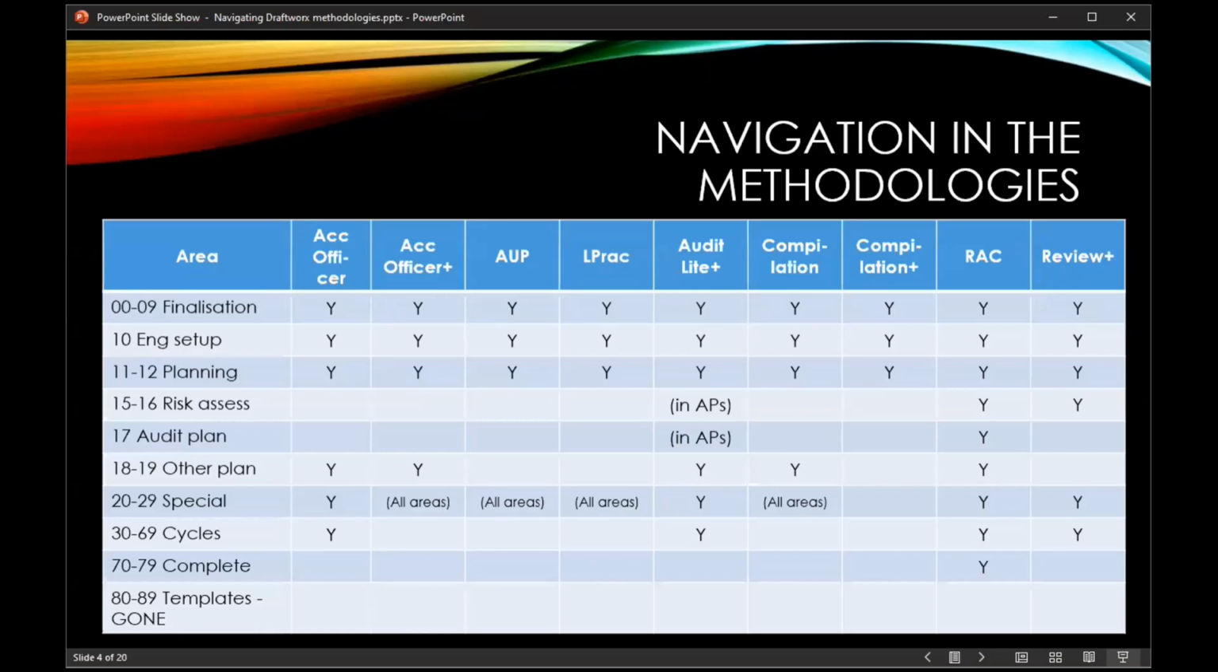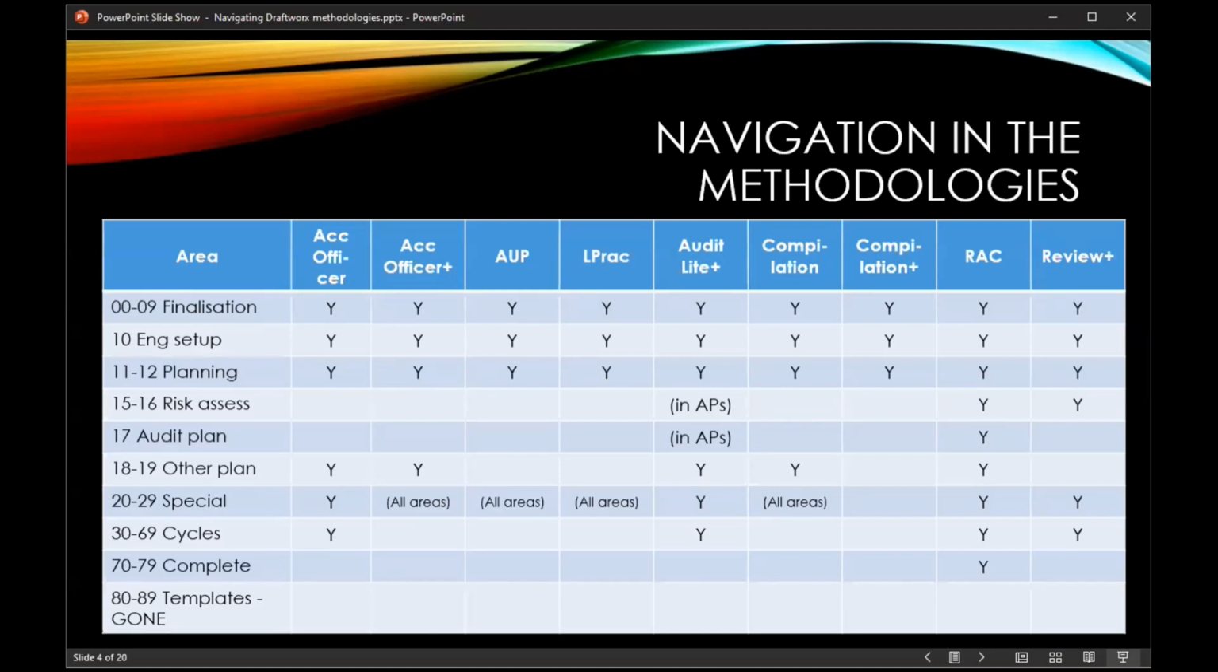And then usually in section 11 and 12, we start hitting planning. Planning is where we gather knowledge of the business, and you'll see that it flows again across all our methodologies. We have got to know the client that we are engaged with, and so the questions in the different methodologies are vastly different. For instance, in RAC there is a huge amount of documentation being asked for, substantially less in Audit Lite Plus. I think the next on the list is probably Review Plus in terms of how much is being asked for. But even in a compilation, do you know the entity that you are engaged with?